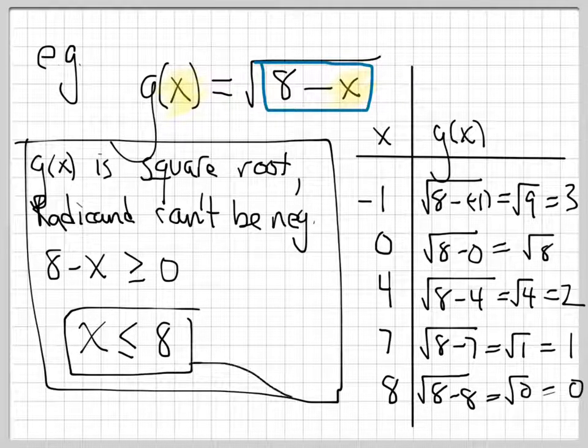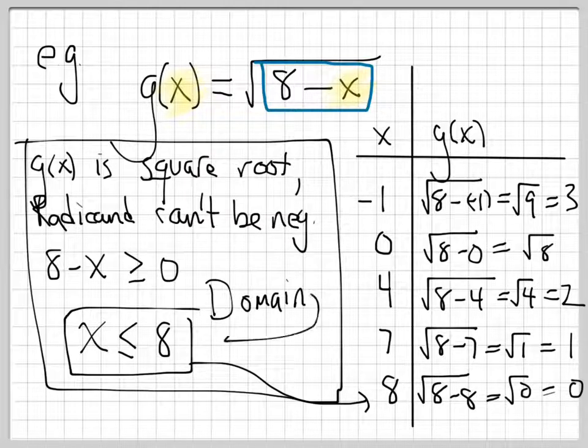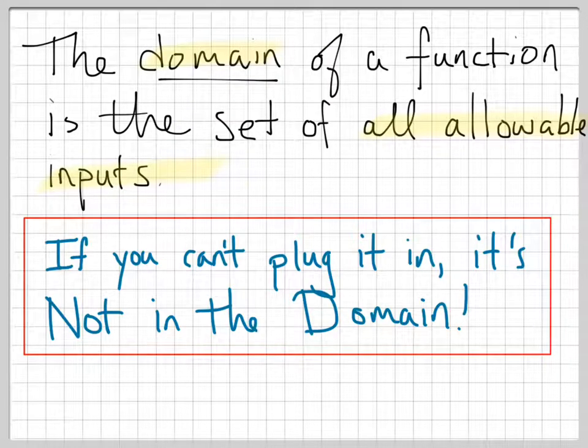And what you can see is that when we got to 8, we hit 0 for our answer. And if we put in any number bigger than 8, the radicand will be negative. And so this is the domain. Alright, so the domain is the set of allowable inputs.